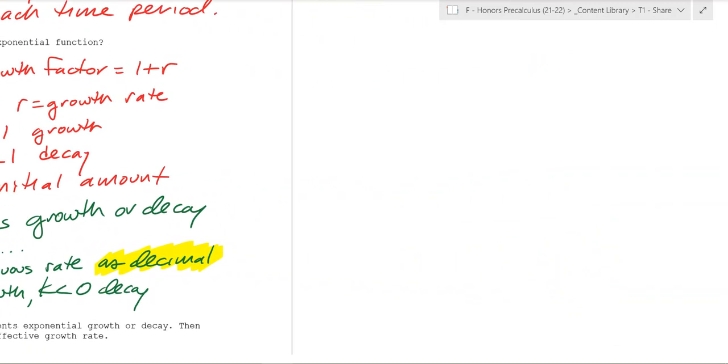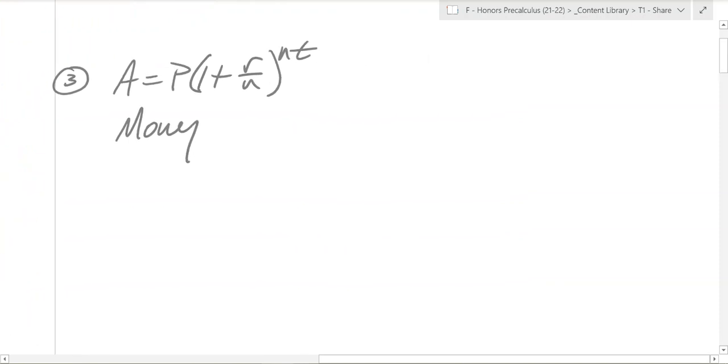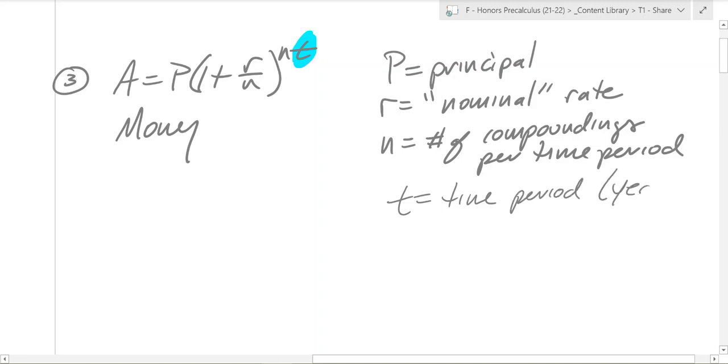The third form is A equals p times (1 plus r over n) to the nt, and you see this a lot when you work with money. Here's what each of those terms mean. p is the principal, which is just a fancy way of saying starting amount. r is the nominal rate, meaning what the interest rate would be over an entire year, or an entire t here. And n is the number of compoundings per time period, and t is just the time period. Usually in years is really common when we're dealing with money. So for example, as a side note, if we're dealing with months, n would be 12 because there are 12 months in 1 year. If we're doing days, we'll use 365.